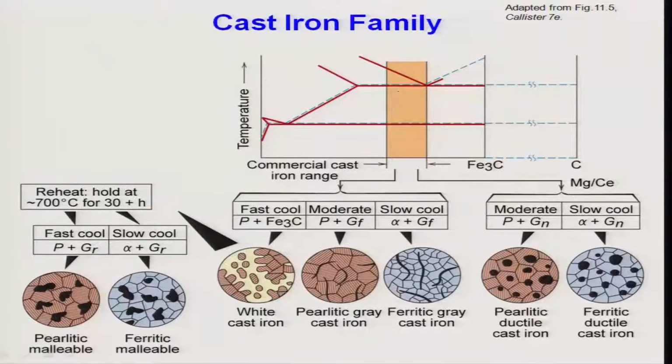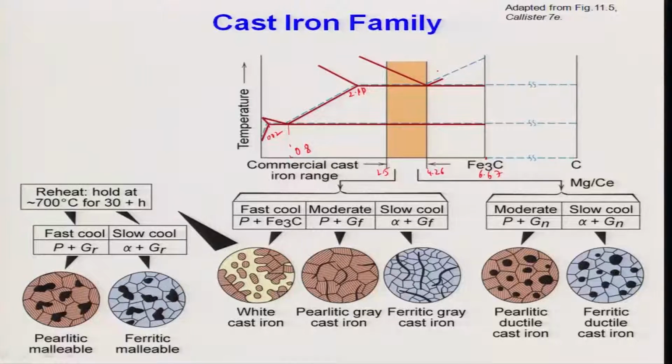I am just showing you temperature versus composition. This is the commercial range for the cast iron family, as you see here. Most of the alloy composition will vary from 2.5 to 4.3% or 4.25% carbon, and this is the Fe3C point, 6.67% carbon. So, this is 0.8, this is 0.02, this is 2.1, okay, and this is 2.5, this is 4.26% carbon. So, this is the commercial range of the cast iron, correct.